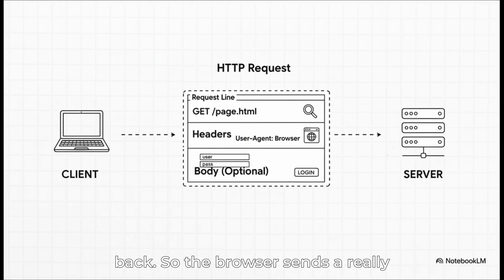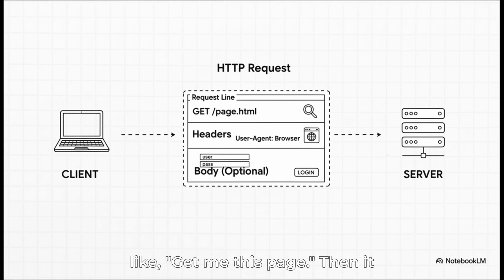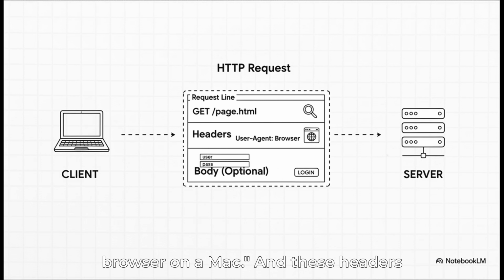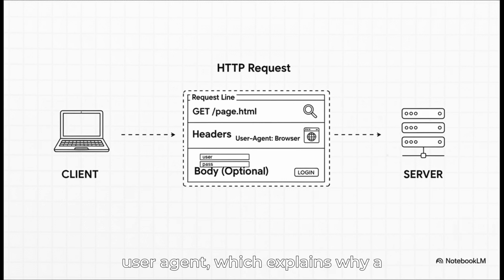So the browser sends a really specific message. It starts with something simple, like "get me this page." Then it sends a bunch of headers with extra info, like the user agent, which says, "Hey, I'm a Firefox browser on a Mac." And these headers are so important for support. You might run into a weird firewall rule that's blocking a specific user agent, which explains why a site works for one person but not another.